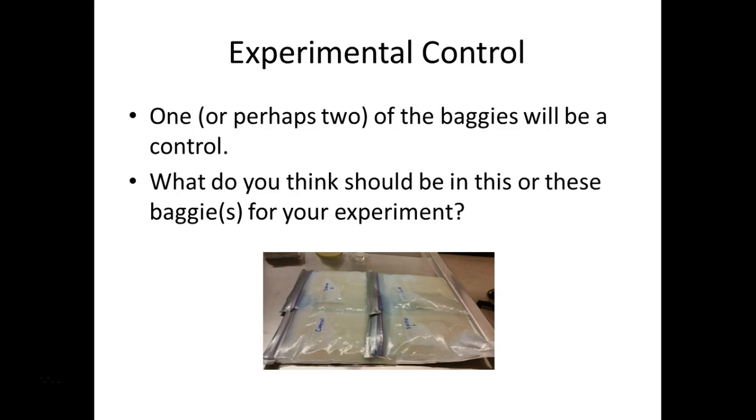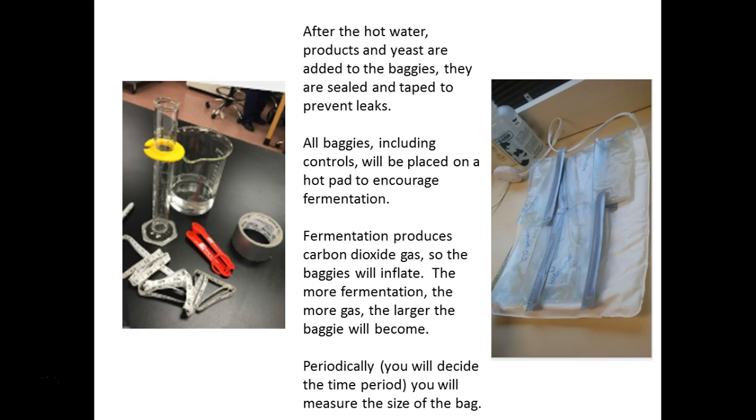Don't forget that you have to have an experimental control for your experiment. Sometimes there are 2 controls in the experiment, depending upon what you are testing. As you are designing your experiment, make sure you think about what is going to be in your control baggies. Right? Here are some of the materials you're going to be using.